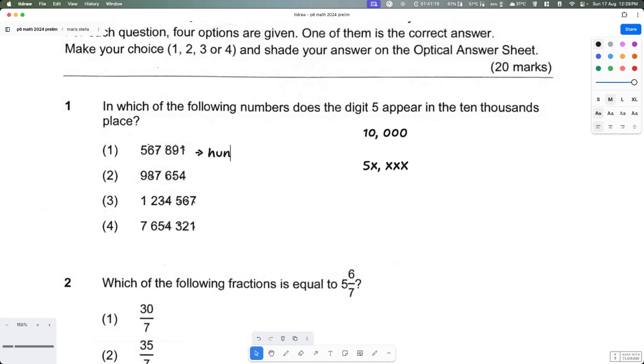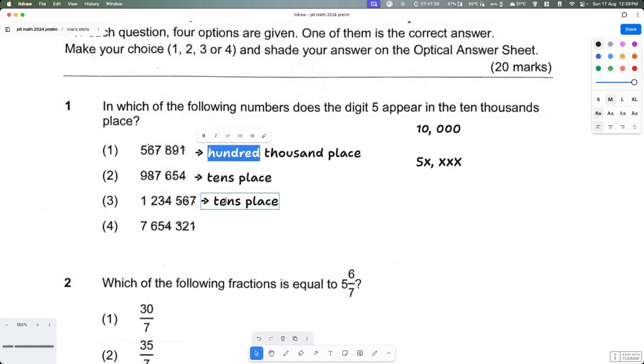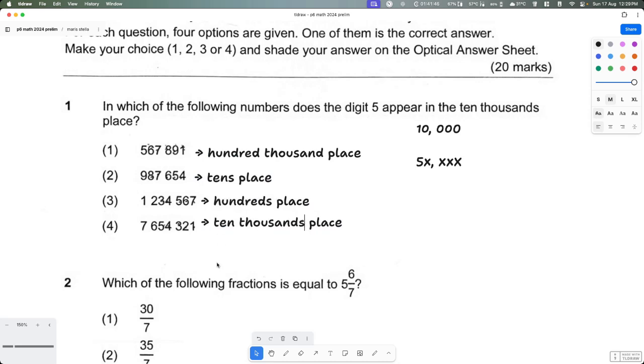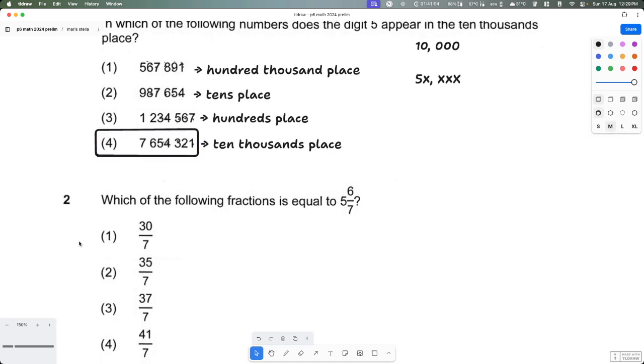100,000 place, which is a different place. Or this is the tens place, right? Tens place. And then this one is the hundreds place, right? This is the 10,000 place. So therefore the answer is option number 4 over here. There you go. All right, let's move on to the next question.